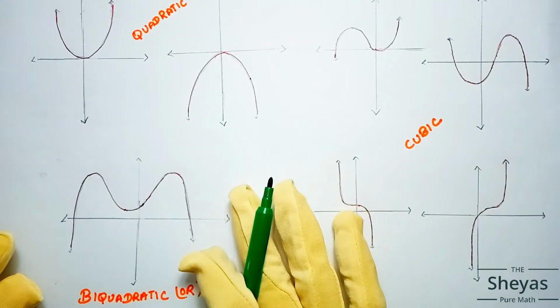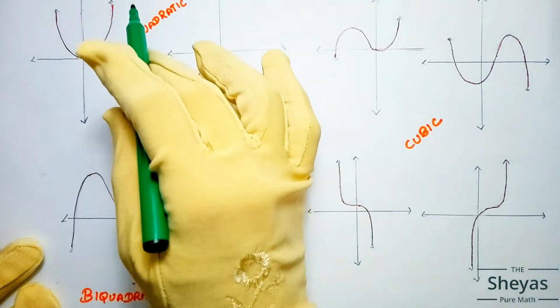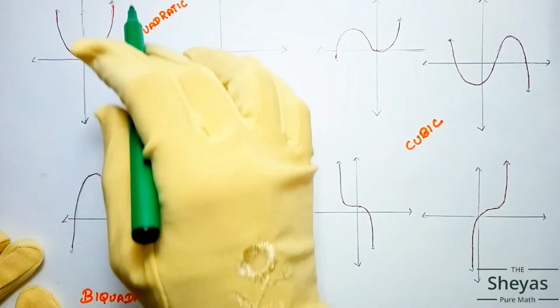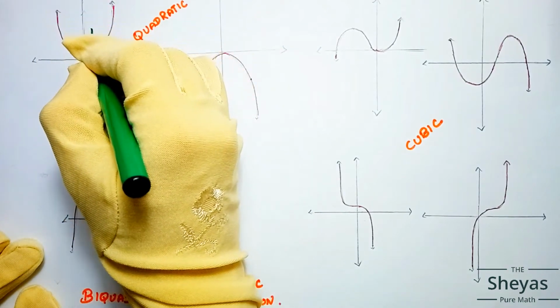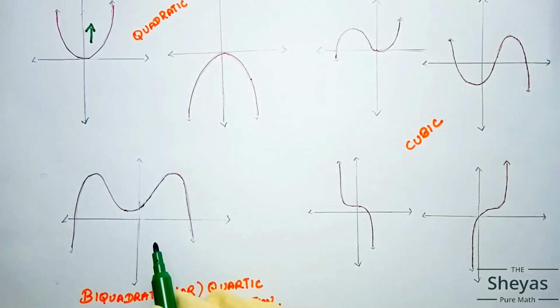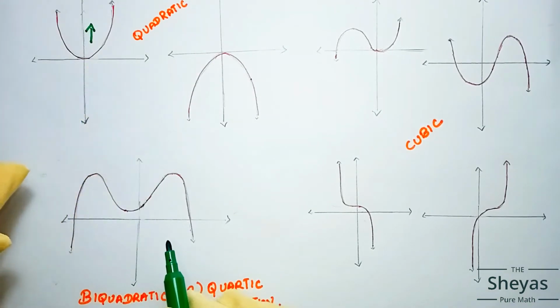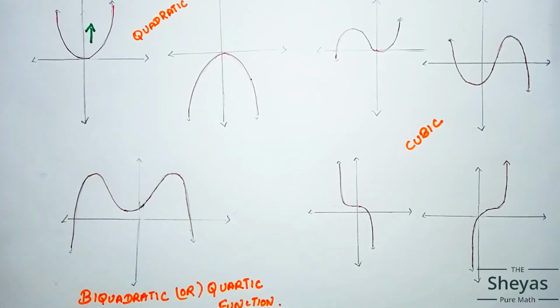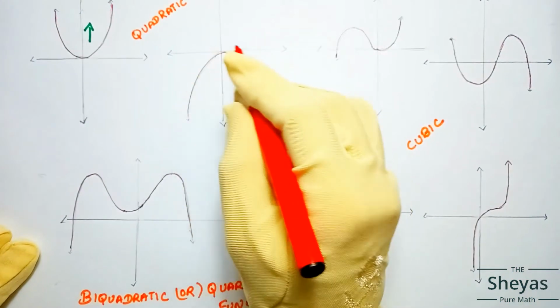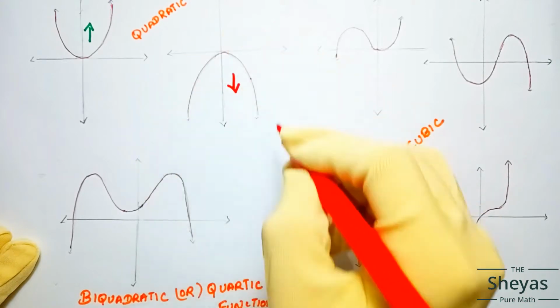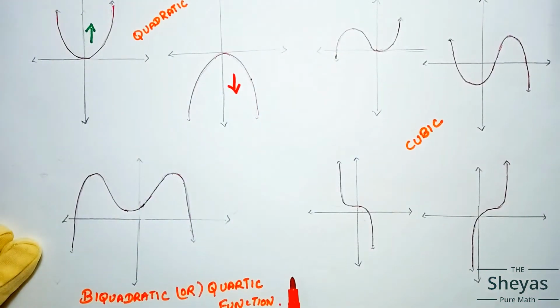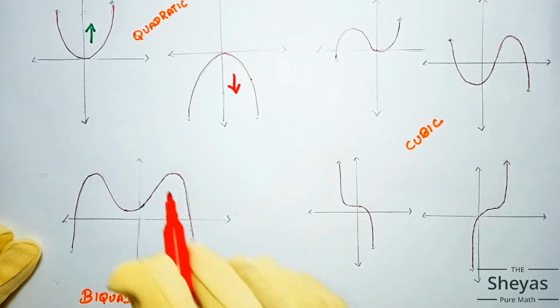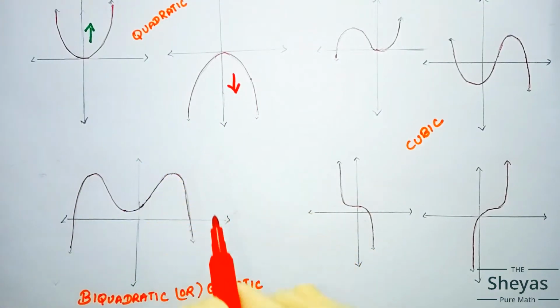Okay. In this quadratic graph, the graph is upwards, that is, the concavity is upwards. And here, there is no change of direction. So, we can conclude that this graph has no point of inflection. And just see in the inverted U-shaped graph, the concavity is downwards. And there is no change of concavity or no change of direction. So, here also there is no point of inflection.